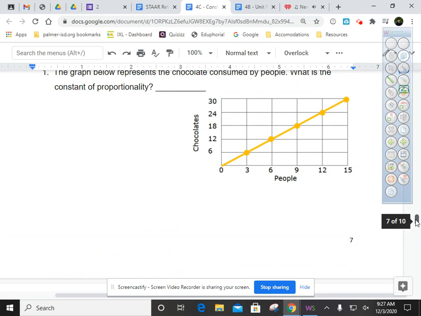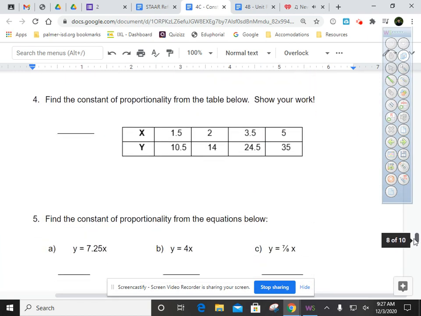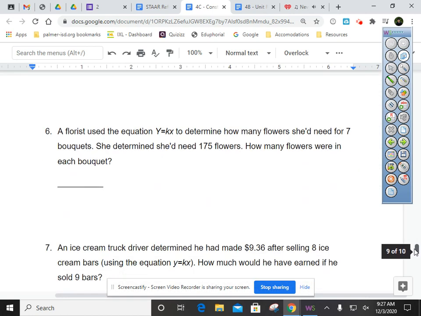So on the you do section, on the charts and graphs, use the formula K equals y divided by x. Everybody look at number 5. Find the constant of proportionality from the equations below. The constant is the number in front of the x. So what's A? 7.25. That's the answer. Oh, and then turn the page.